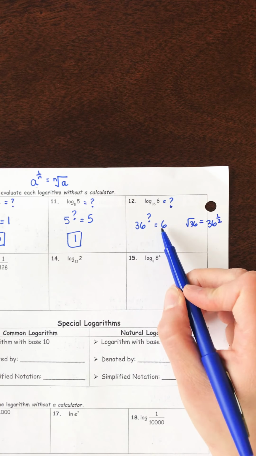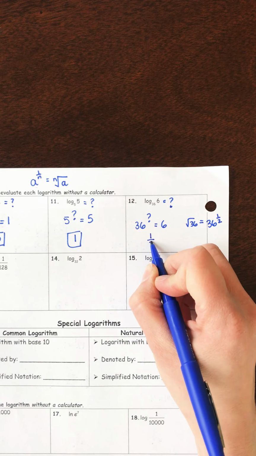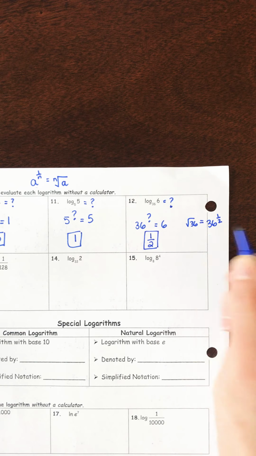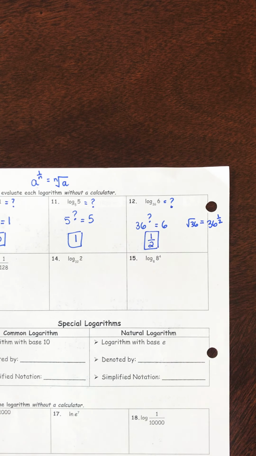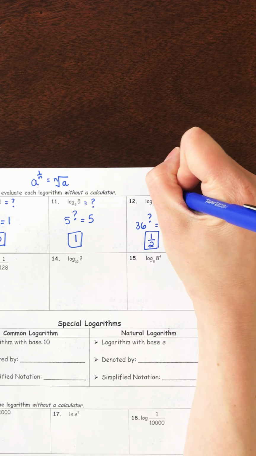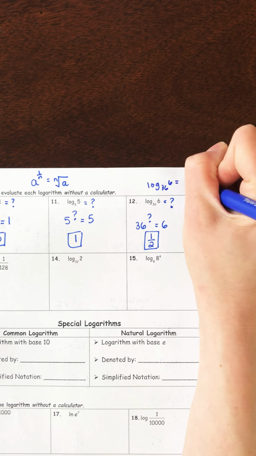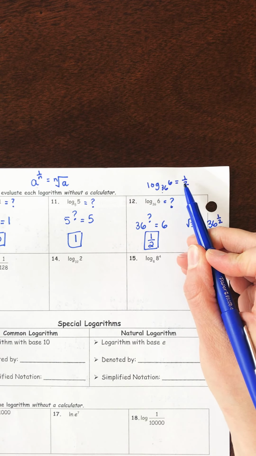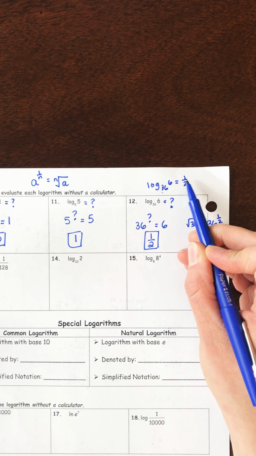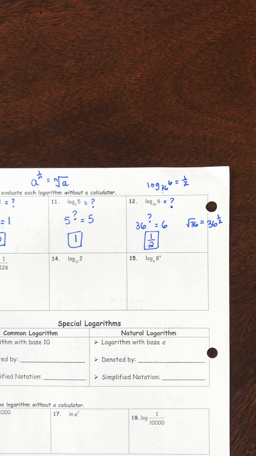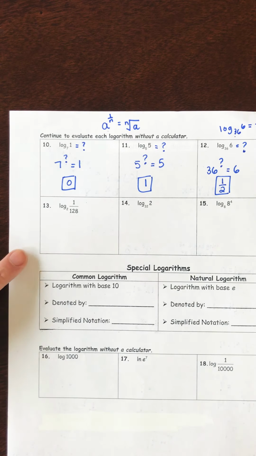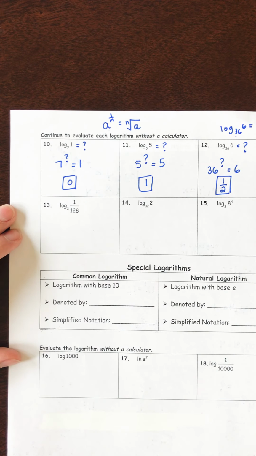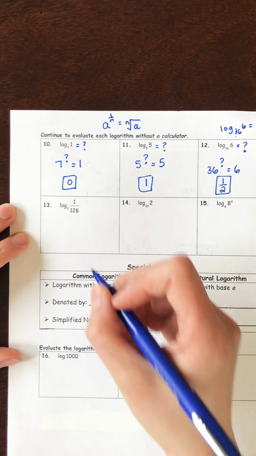So 36 to what power gives you 6? Your answer is 1/2. I would write this as log base 36 of 6 equals 1/2, because 36 to the 1/2 power is really saying the square root of 36, and that gives you 6. All right, let's look at the next one, log base 2 of 1 over 128.